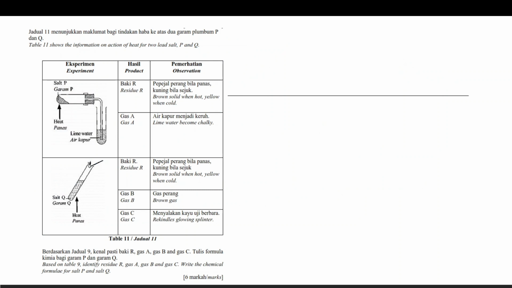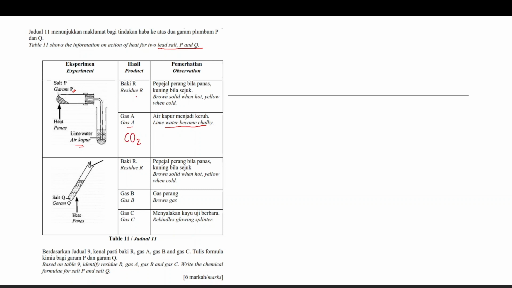For the next question, the table shows the information on the action of heat on two types of lead salt, P and Q. We can see for P, when you heat it, it releases a gas, which is bubbled into lime water. Gas A turns the lime water chalky, meaning that this is carbon dioxide gas.